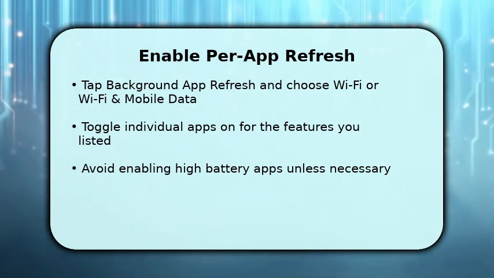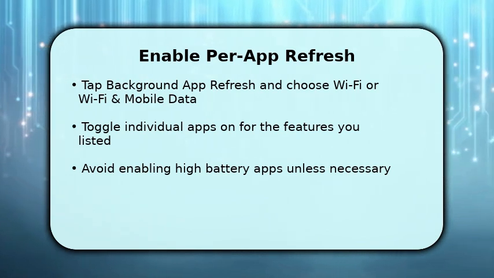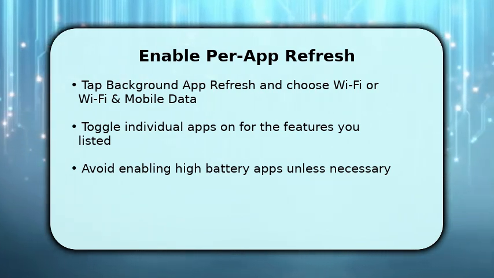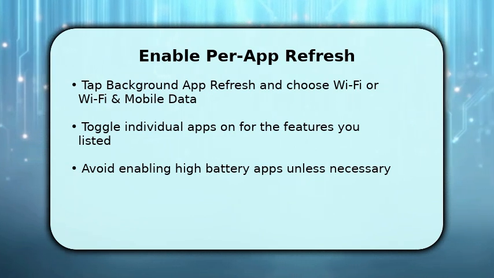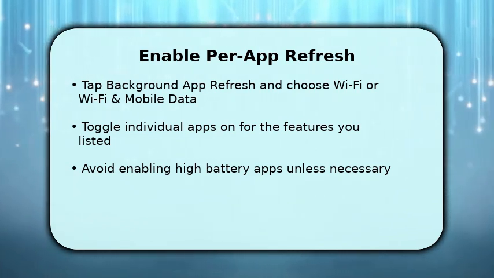Once toggled, close Settings and let the system run for a session. App behavior adjusts after a short period, and you can refine which apps stay on based on battery impact. To finalize, restart your device so new refresh settings propagate reliably.